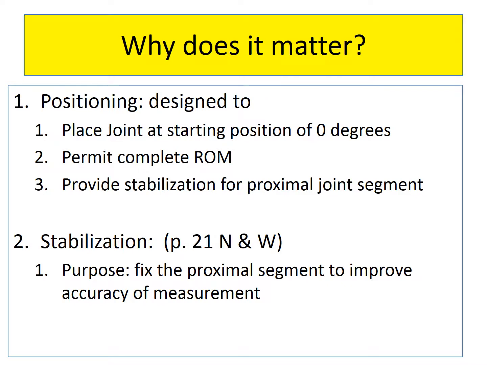Stabilization is the ability to fix the proximal segment to improve accuracy of motion. So if you are allowing motion, both of the distal and the proximal, then you might not gather the full range. We'll look at this in lab as well.